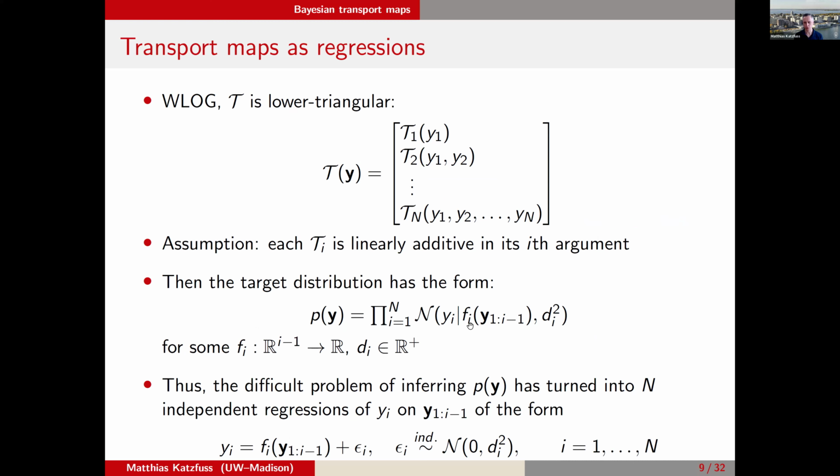So if we view the distribution from this perspective, what we basically have to do is identify this f_i and this d_i for i equal 1 up to n, where f_i is a function from R^{i-1} to R.